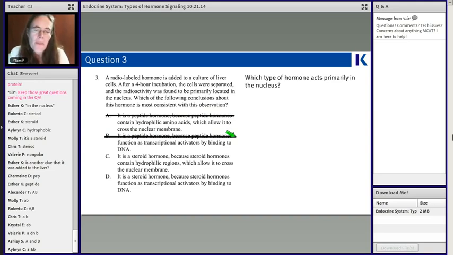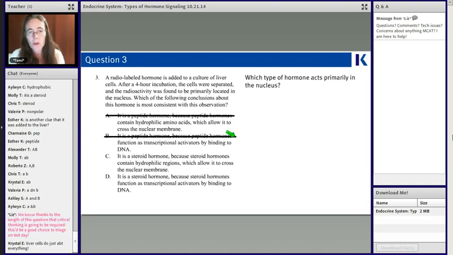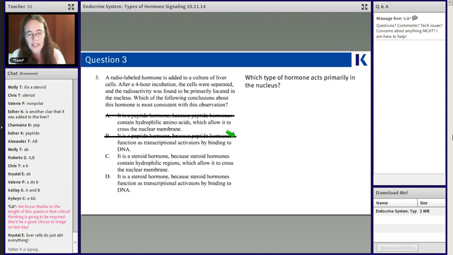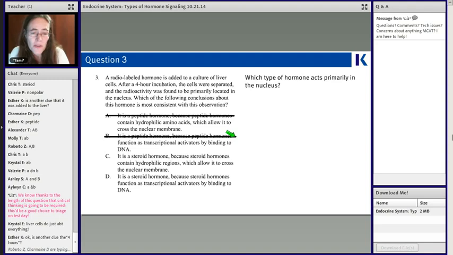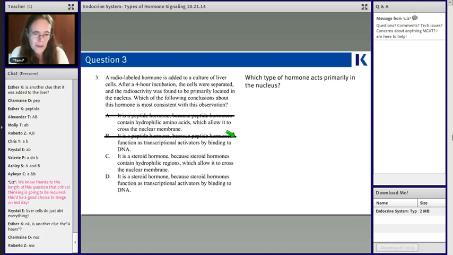Now, Esther, another clue is that it was added to the liver. Not necessarily. Any type of cell that you add it to. We could have taken cells from the liver, from the heart, from the kidney, maybe ovary cells, something like that. We could have taken any cells. And if we separate them, what we're looking for is where is that radioactivity? Does that radioactivity end up on the plasma membrane, or does that radioactivity end up in the nucleus? Yeah, and Crystal's got a point. Liver cells really do just about everything. We love our livers.